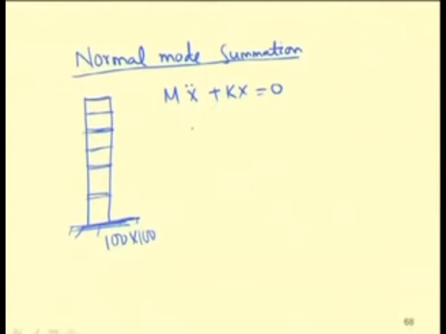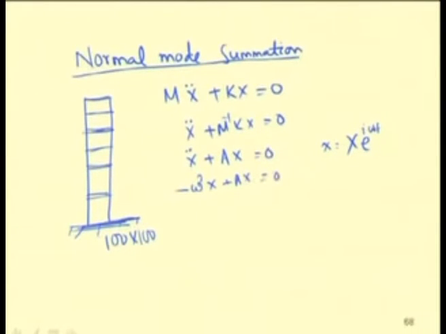So, let me write this equation in this form. It will be x double dot plus m inverse k x equal to 0, or one can write this as x double dot plus A x equal to 0, by substituting x equal to X e to the power i omega t. So, this will reduce to minus omega square x plus A x equal to 0, or one can write this as (A minus lambda I) x equal to 0.